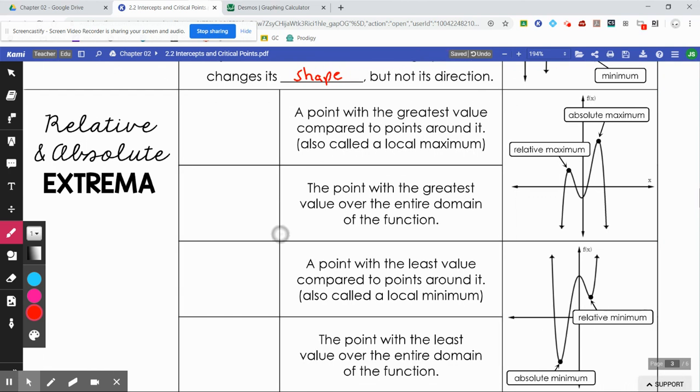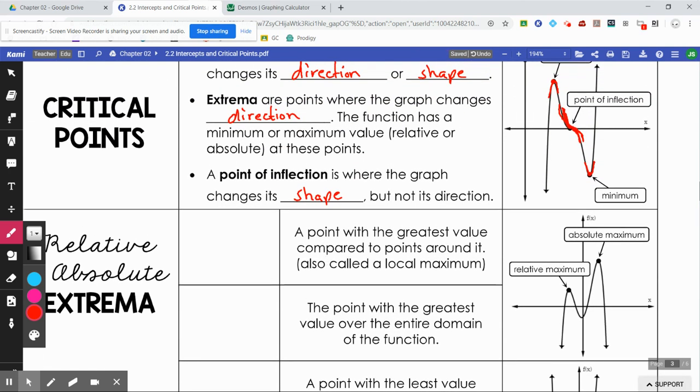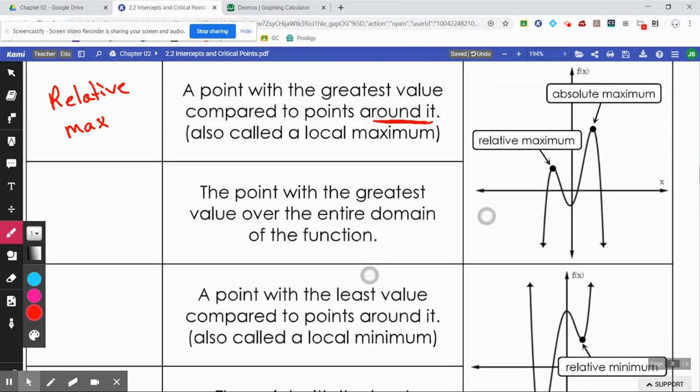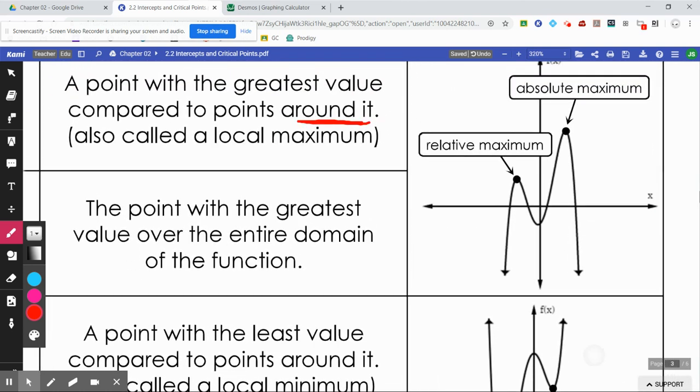Okay, relative versus absolute. Let me show you, and it kind of hinted on it up here with relative or absolute maximums or minimums. A relative maximum is a point with the greatest value compared to the points around it. That's what's key. It's also called a local maximum. I'm just going to put relative max. And what a relative max is, okay, let's look right here at this graph. Here's a relative maximum. Now, is this the highest point on the graph? No.